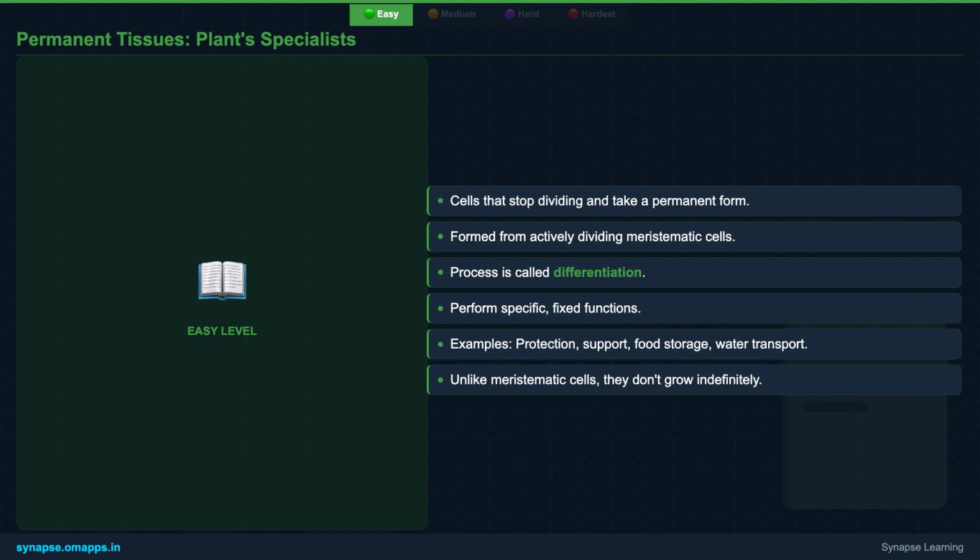This means they transform to perform specific roles, whether it's providing protection, offering support, storing food, or transporting water. Think of the outer skin of a plant, or the strong woody parts. These are all examples of permanent tissues, each playing its unique part.